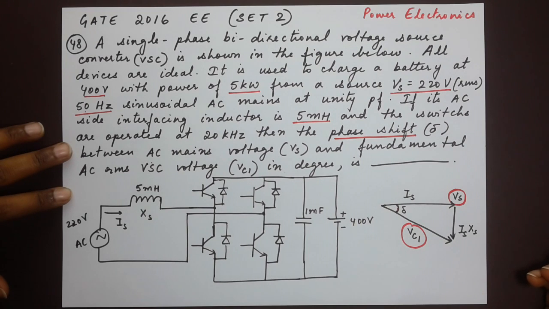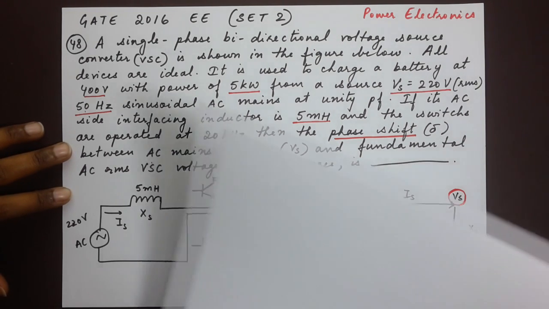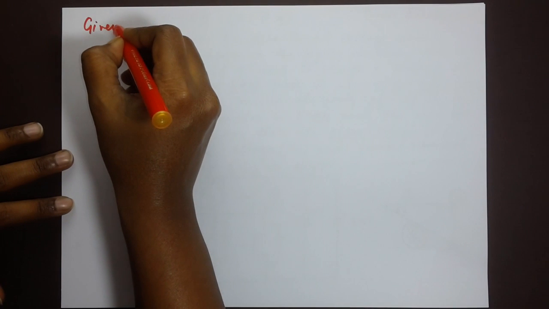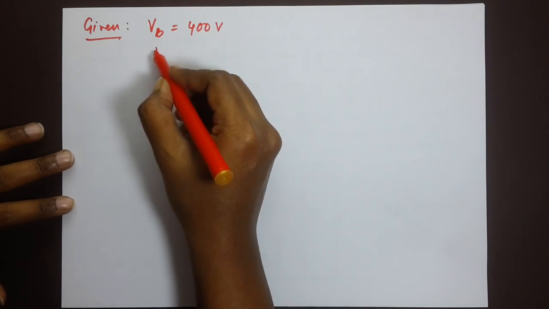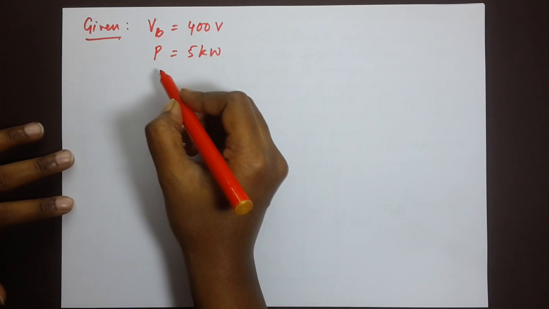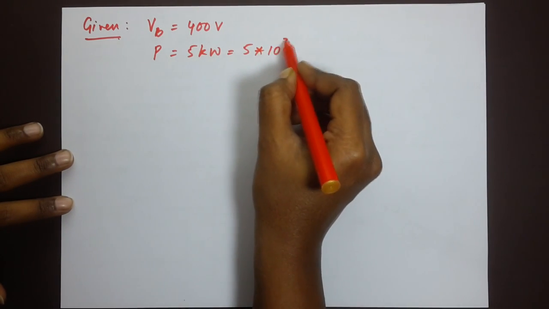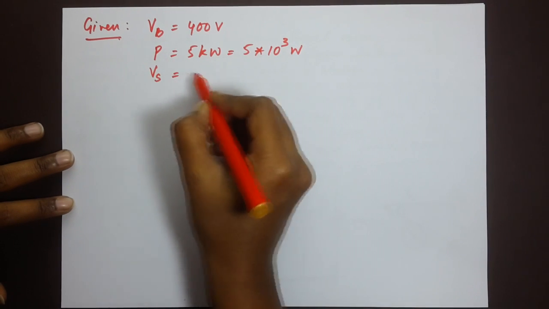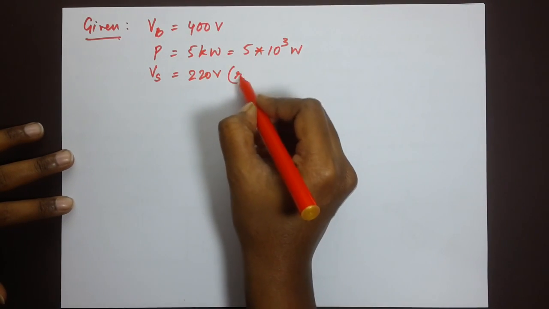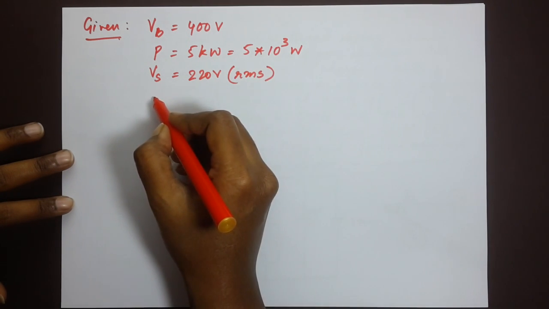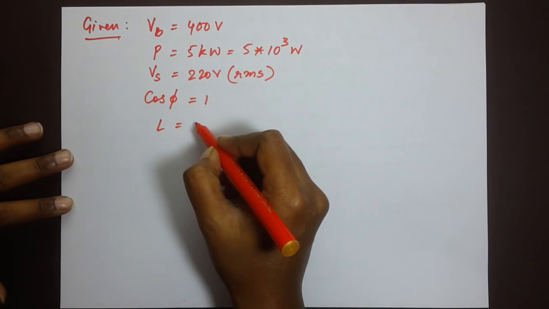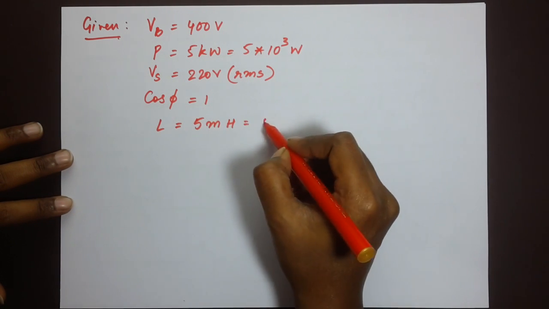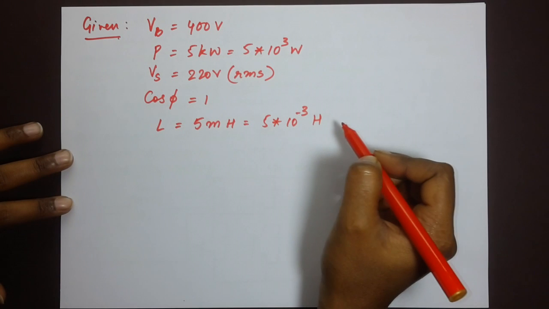Okay, so I believe this is all that we require. Let me just get another sheet of paper and we'll write it down. So the given information: the voltage of the battery is 400 volts. The power utilized is 5 kilowatts, 5 into 10 power 3 watts. Then we have the source voltage RMS at 220, and the power factor is unity. So when power factor is unity, cos phi is equal to 1. And the inductor value is also given to us as 5 millihenry, so that's 5 into 10 power minus 3 Henry.